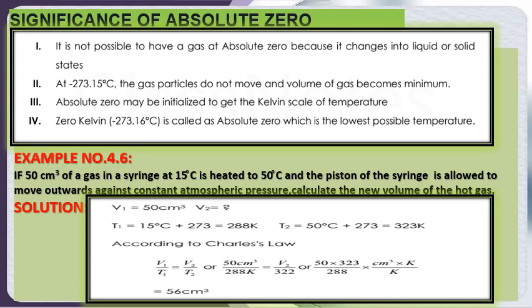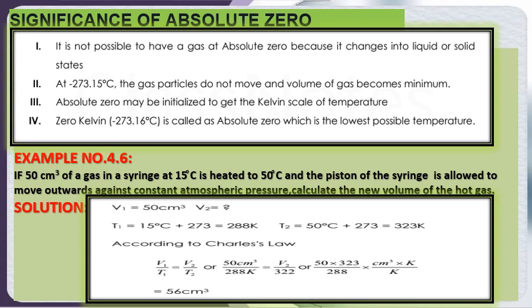Now, there's an example mentioned with respect to the form of the Charles law. Here it shows that 50 centimeter cube of gas in a syringe at 15 degrees centigrade is heated to 50 degrees centigrade, and the piston of the syringe is allowed to move outwards against the constant atmospheric pressure. Calculate the new volume of the hot gas.